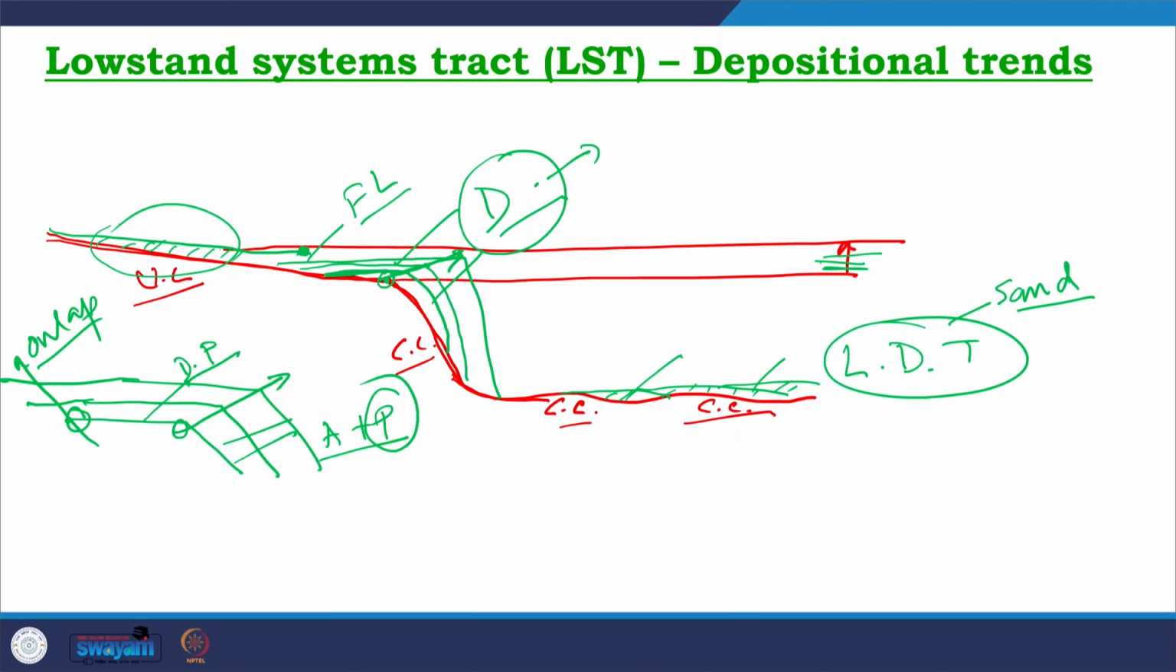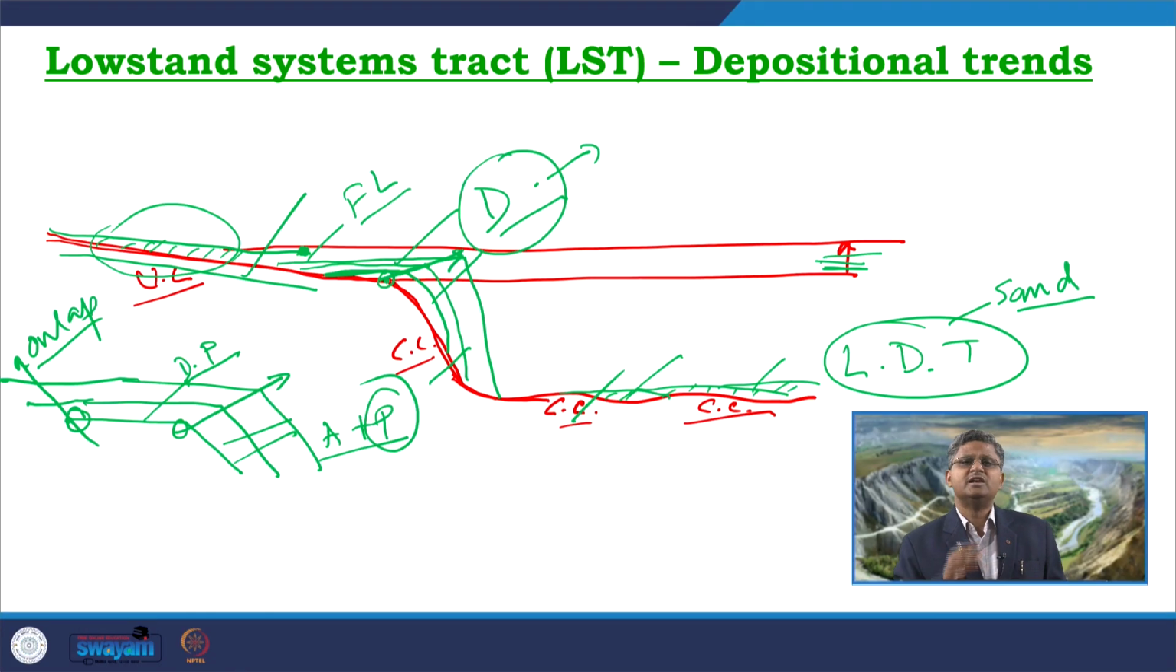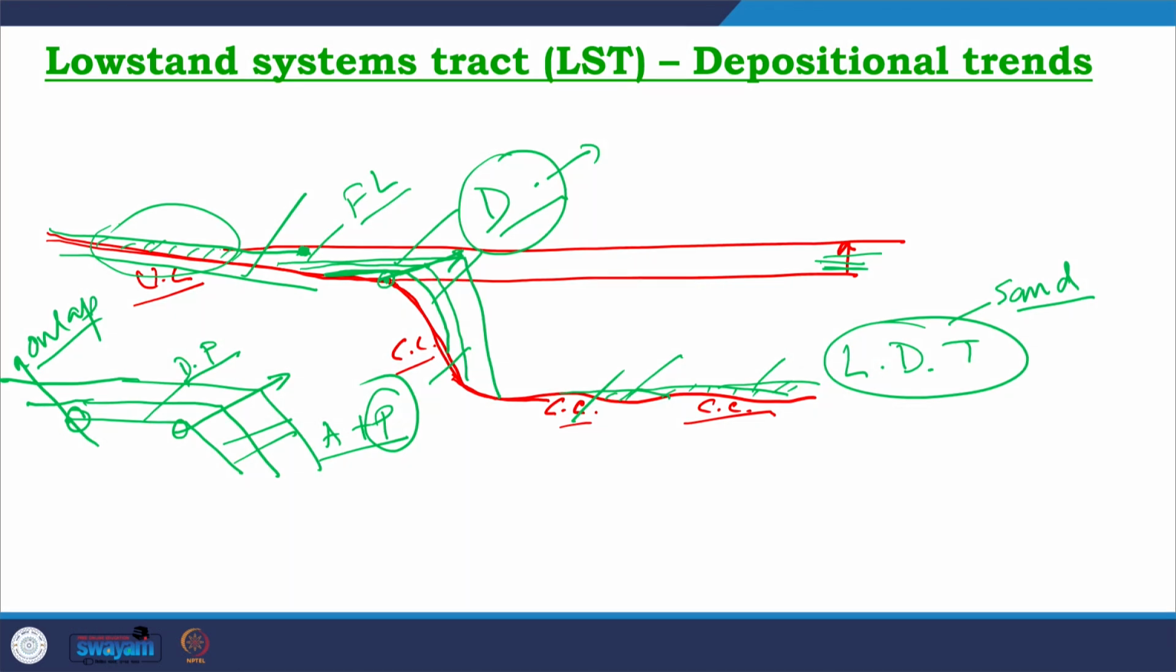So, when we are looking at this part of the basin, this is entirely unconformity; it is forming above the unconformity. So, the lower bounding surface is the unconformity surface, whereas in this part, the lower bounding surface is the correlative conformity surface. So, the LST deposit is bounded by the subaerial unconformity or its marine correlative conformity at the base, whereas we already know that at the top it is always bounded by the maximum regressive surface, the MRS.